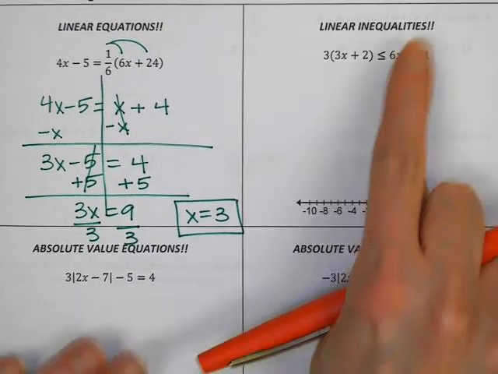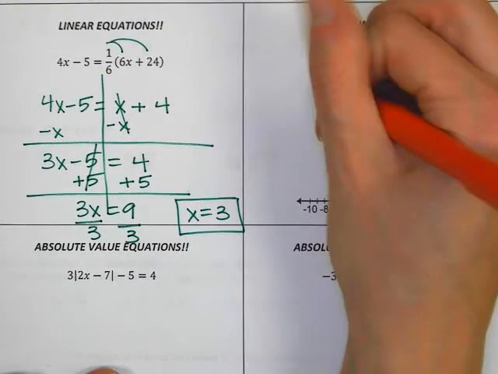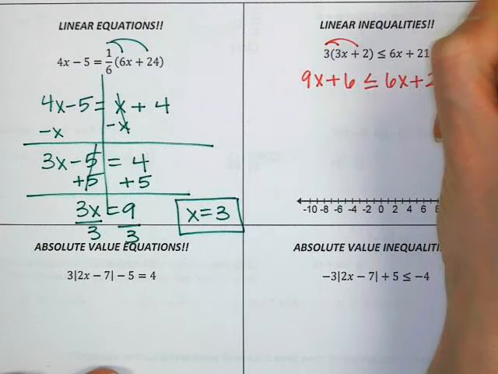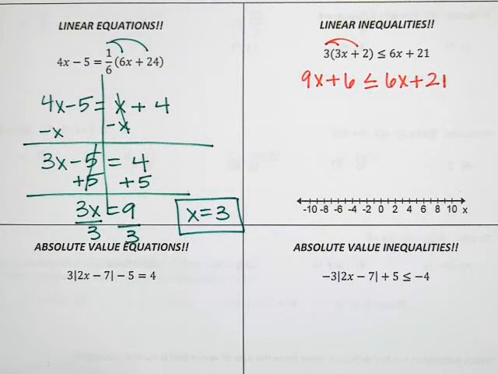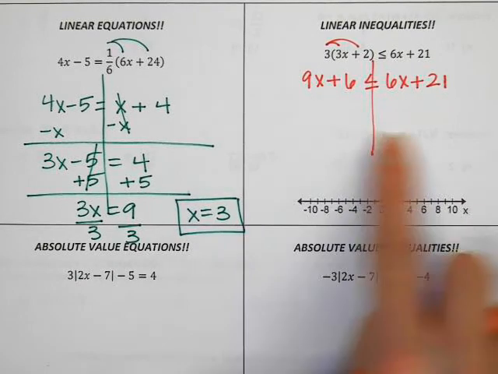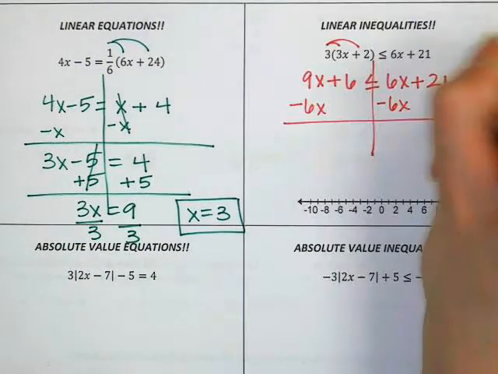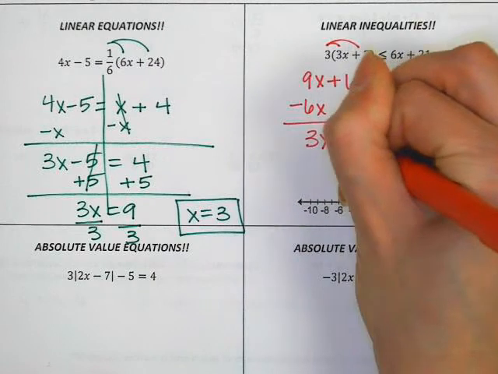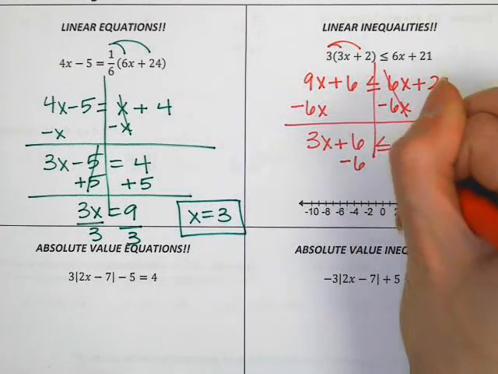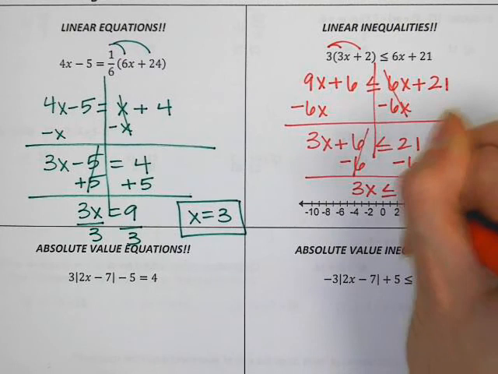All right, now we jump into inequalities, which is the same thing. So we distribute. 9x plus 6 is less than or equal to 6x plus 21. And then, like I said, same thing. Let's get all the x's to one side, all the constants to the other. So if we minus the 6x over, we have 3x plus 6 is less than or equal to 21. And then minus the 6 to the other side, and we get 3x is less than or equal to 15.